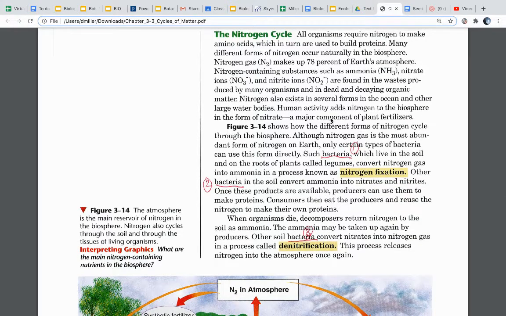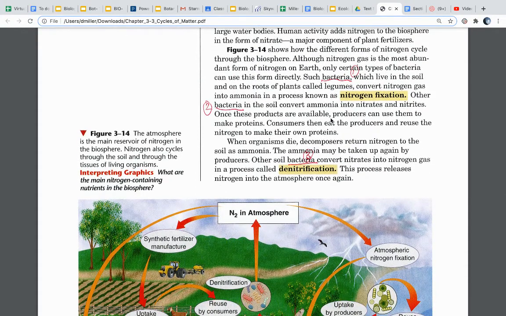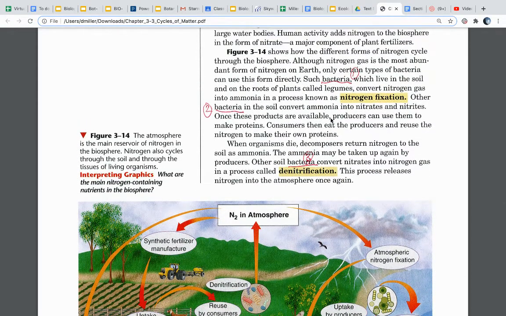Nitrogen also exists in several forms in the ocean and other large water bodies. Human activity adds nitrogen to the biosphere in the form of nitrate, a major component of plant fertilizers. Figure 3.14 shows how the different forms of nitrogen cycle through the biosphere. Although nitrogen gas is the most abundant form of nitrogen on Earth, only certain types of bacteria can use this form directly. Such bacteria, which live in the soil and on the roots of plants called legumes, convert nitrogen gas into ammonia in a process known as nitrogen fixation.